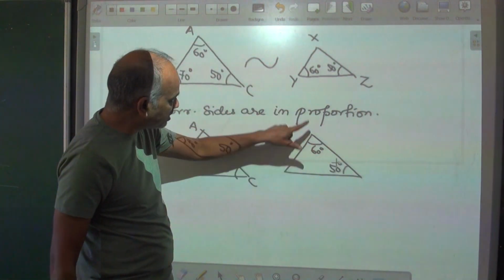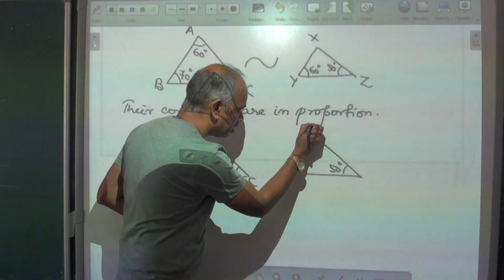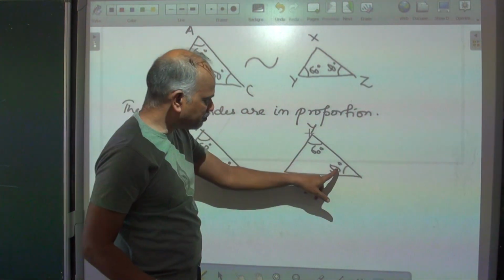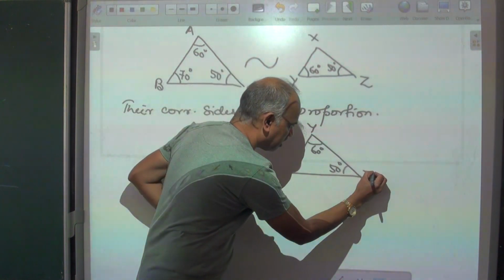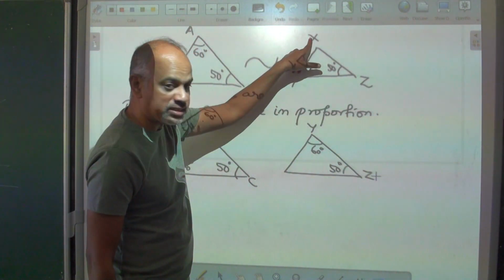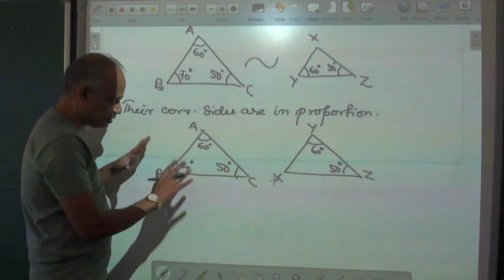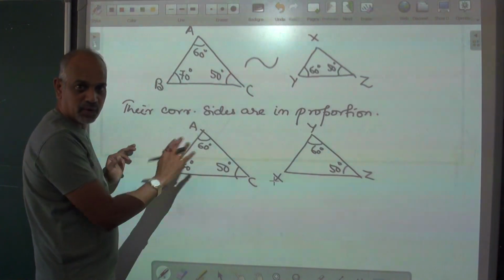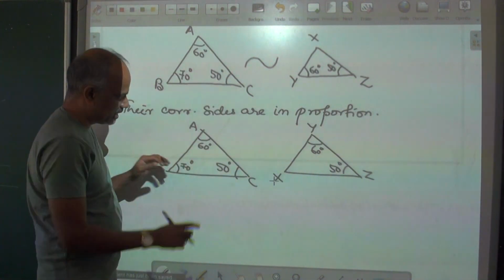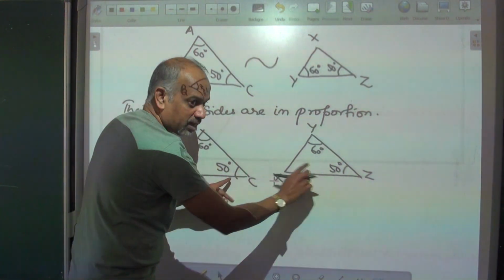So what is 60 degrees in this triangle is Y. So now do the naming. This is Y. What is 50 degrees in the second one is Z. Therefore, Y, Z is already there, X is missing, so X is here. Now see, both of them are drawn in the same fashion. 60 is the top angle in both. 50 is the angle on the right side.